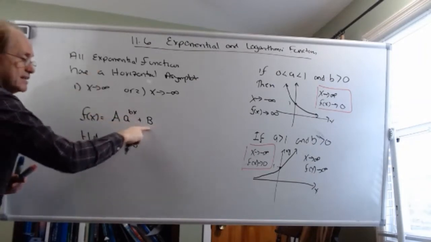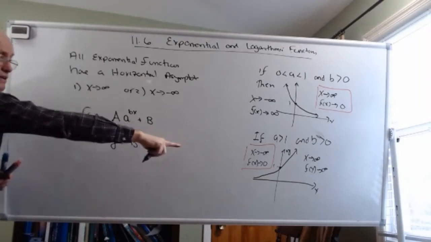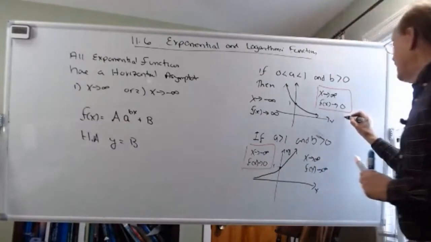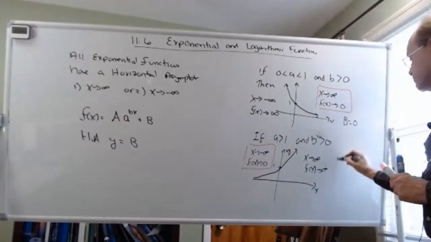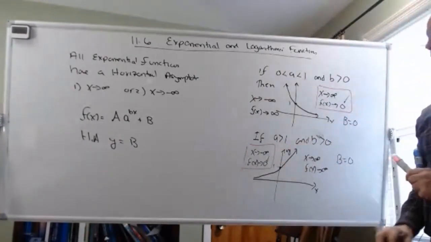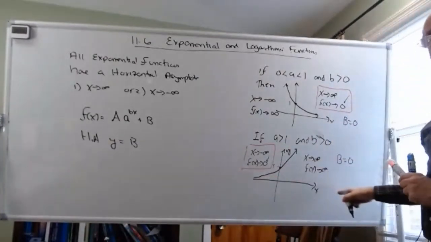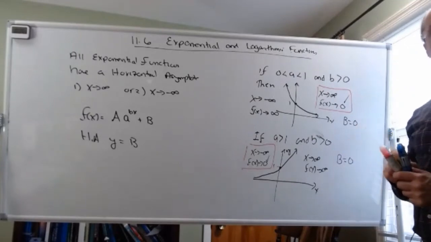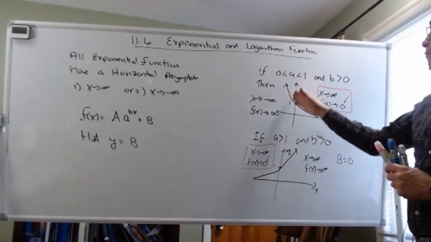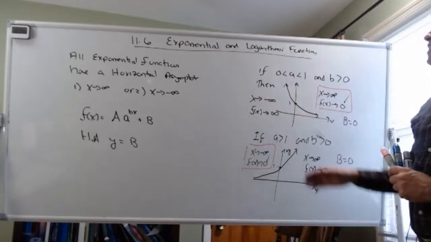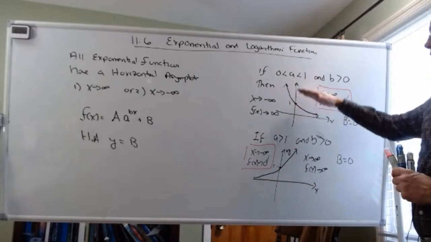Now, if I don't have anything over here, like I've drawn over here, in each of these cases my b value here was 0. So that's why my horizontal asymptote for each of them was y equal to 0. So that's what an exponential function has. It has a horizontal asymptote. Now we know the domain for any exponential function is all real numbers. The range depends upon this now.